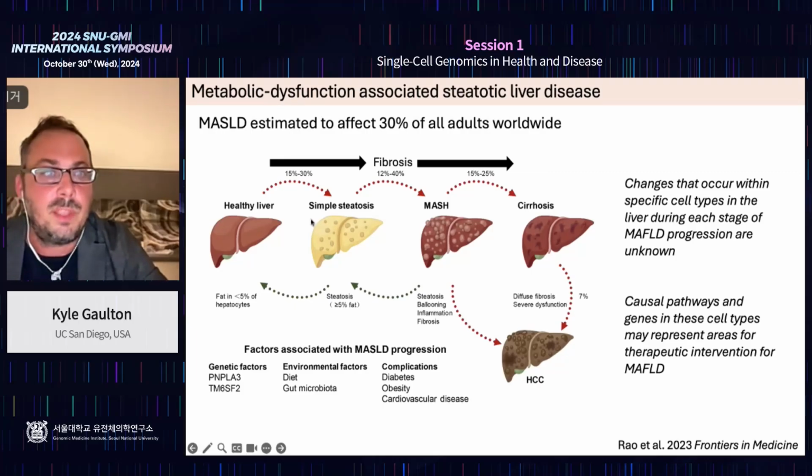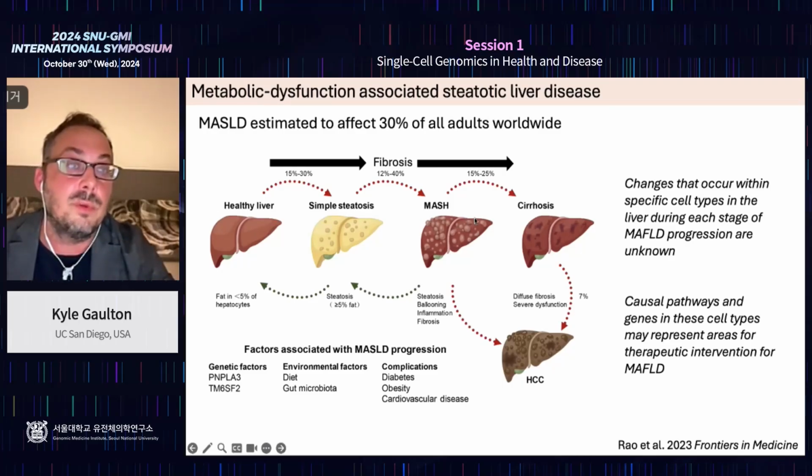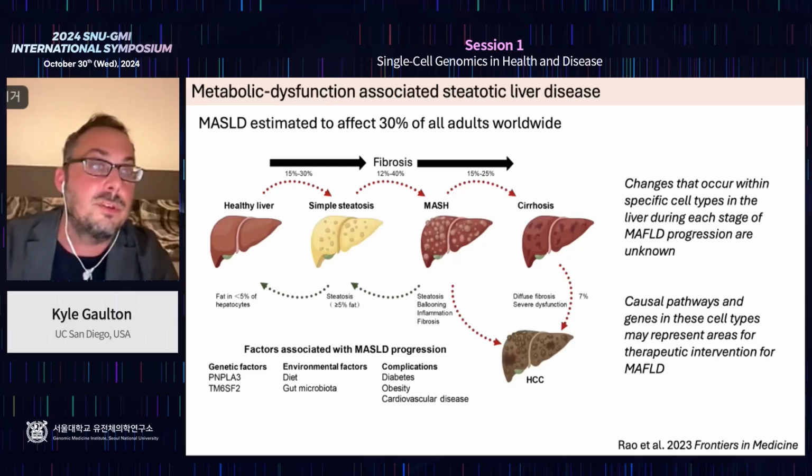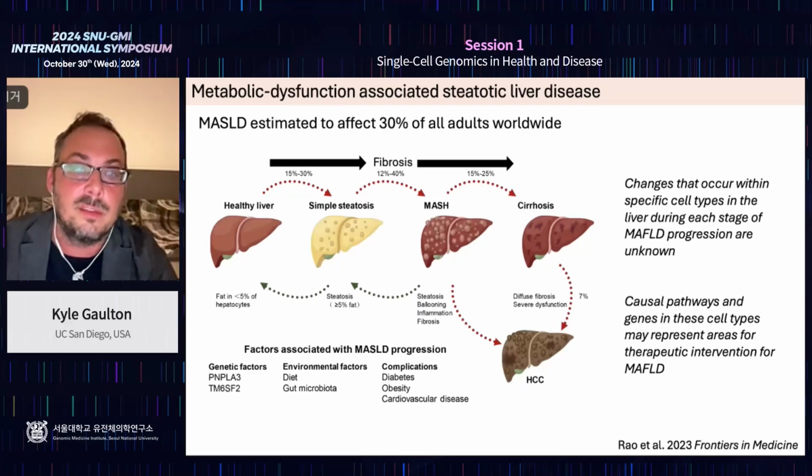And there are different stages of MASLD. Some are not particularly severe, such as steatosis or MASLD, whereas MASH is a more severe form of the disease. The changes that are occurring in progression to advanced disease are really not well understood, nor are the causal pathways. And there's a real unmet need for therapies to be able to treat MASLD, which, as you can see, affects a substantial number of people in the world.